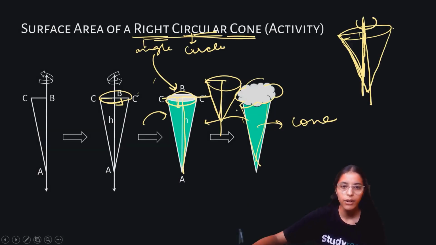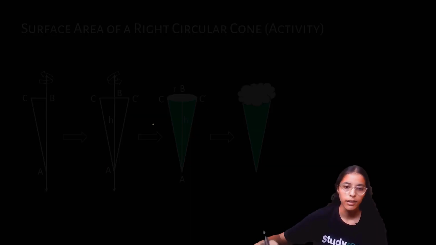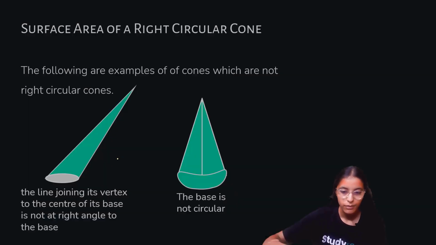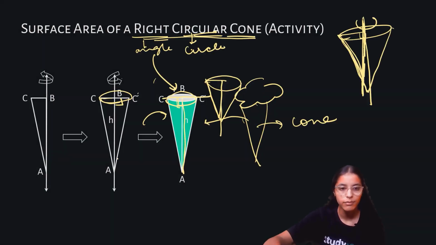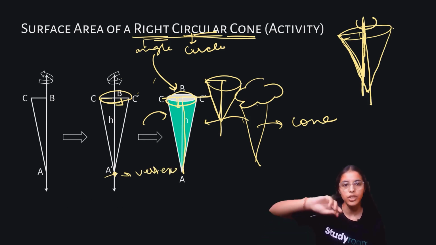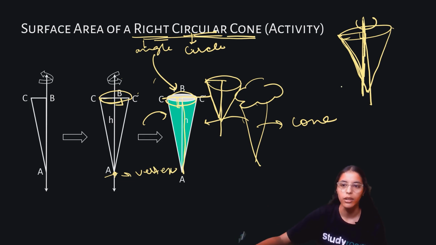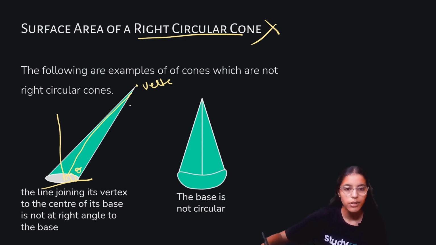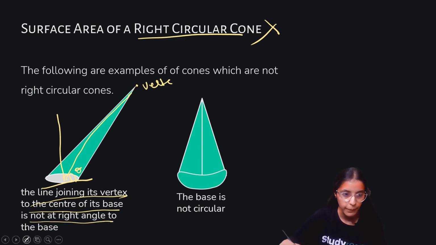In the previous slide also, the point A about which it is rotated is called the vertex. The point about which it is rotating, the tip of the cone, is called our vertex. So now, here also, the line joining its vertex to the center of the base is not at right angle to the base.